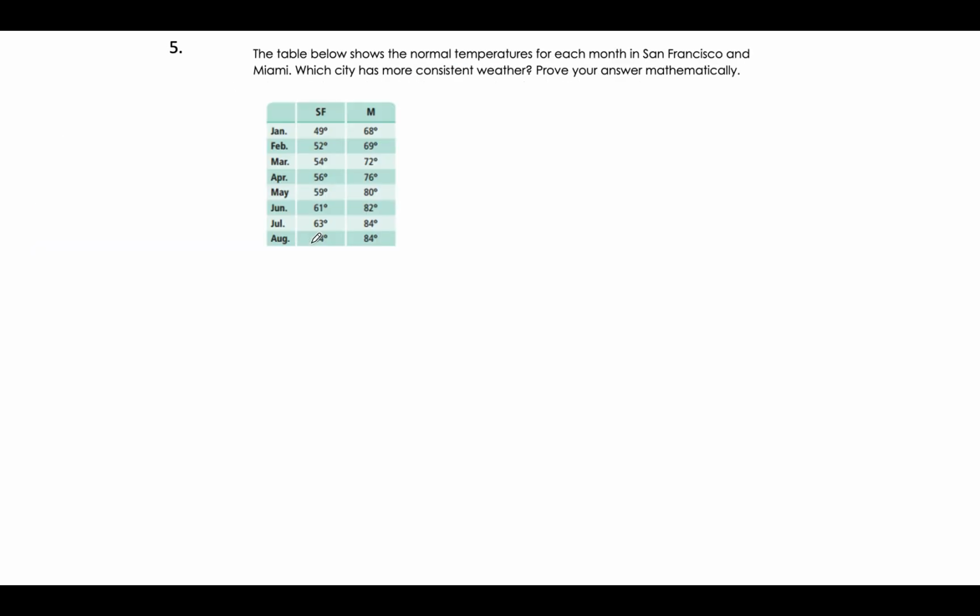Then for question number 5, this one takes a while. I want you to try this one on your own. This is a really great chance to attempt it. And then come to my office hours later if you still have questions about it. SF represents San Francisco, and M is for Miami.